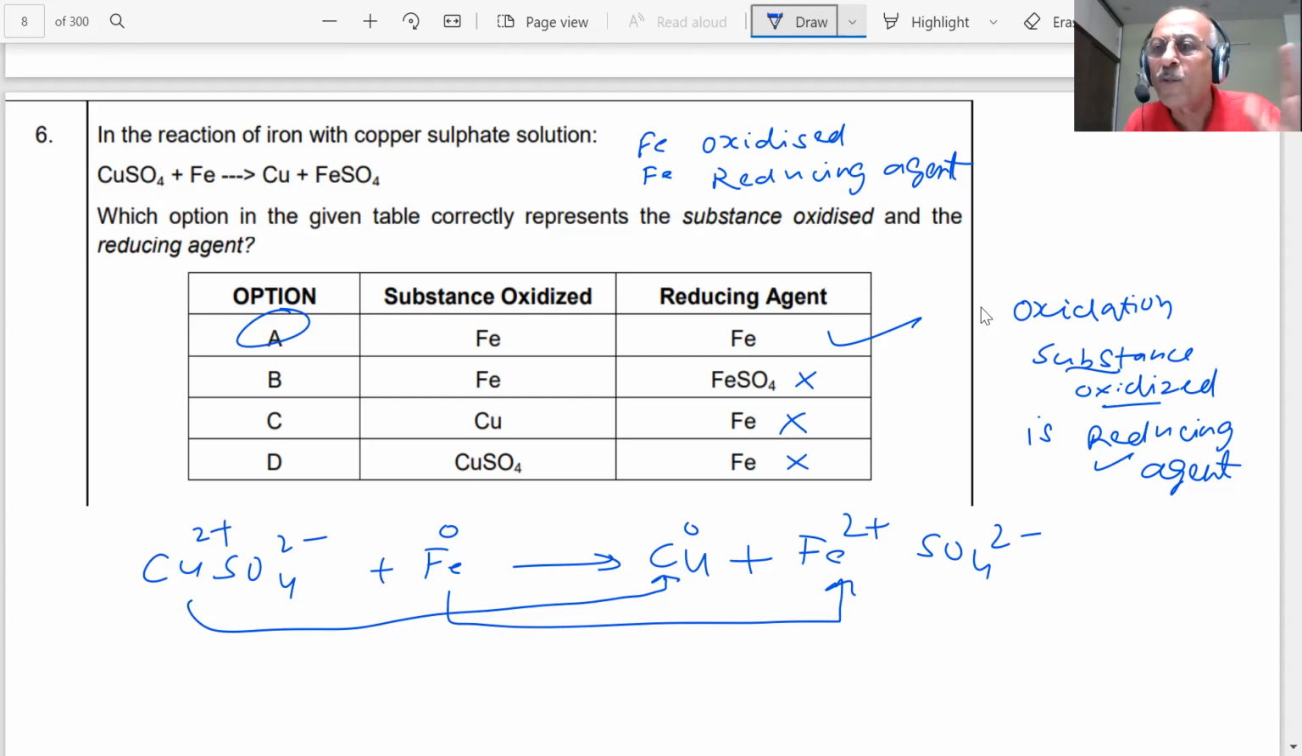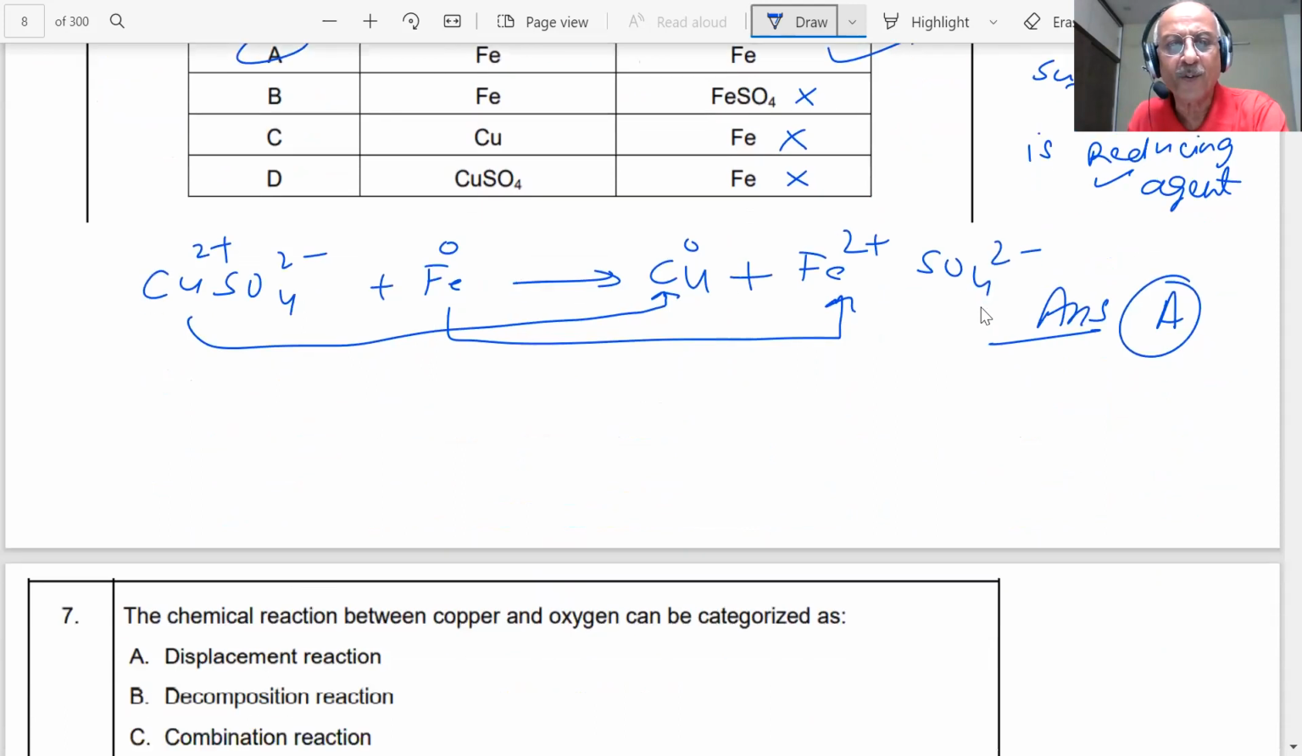By any means you can answer. Even if you don't know this idea, you already know the definition that the substance which is oxidized is a reducing agent. And there is only one option out of 4 in this case. And my answer is, student, question 6th is choice A. Very good question. Let us go to the next question.